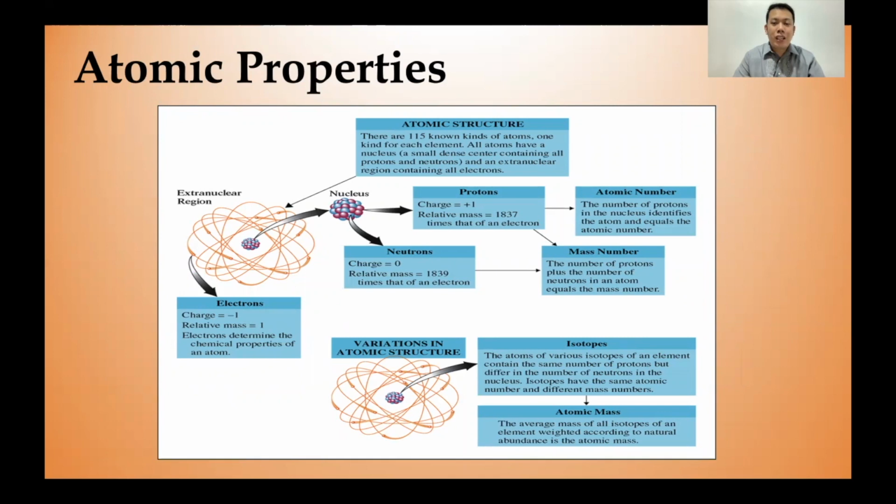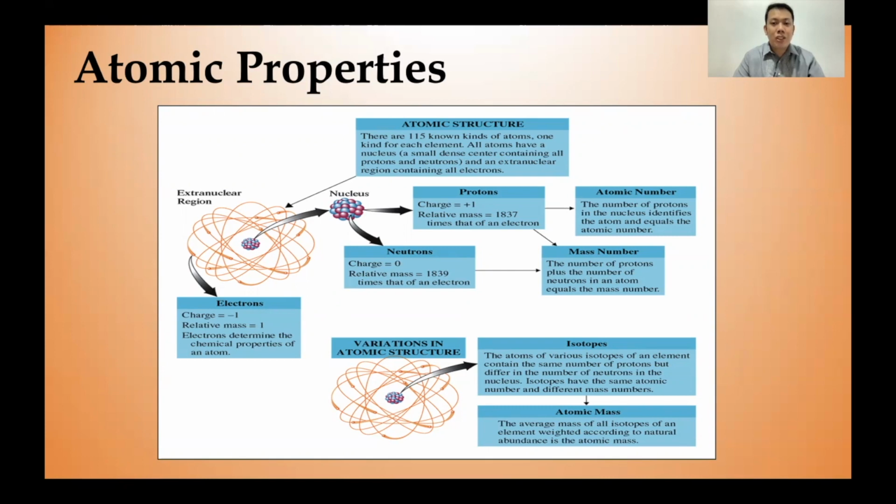There are 118 known elements, or known kinds of atoms, one kind for each element. All atoms have a nucleus and an extranuclear region containing all electrons. The nucleus of an atom is found at the center. It is not moving, incomparable with that of the electrons.